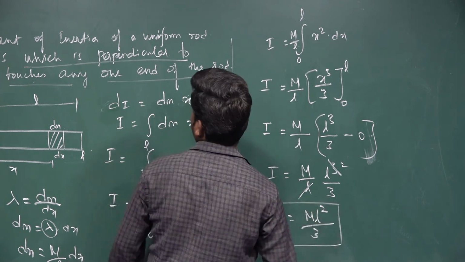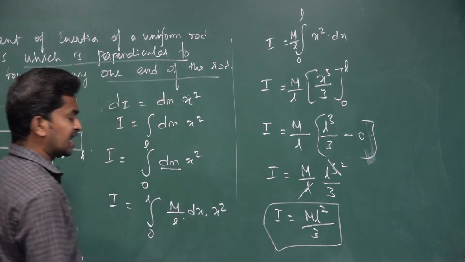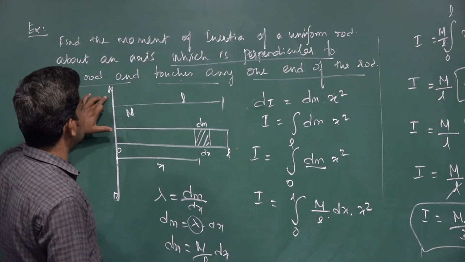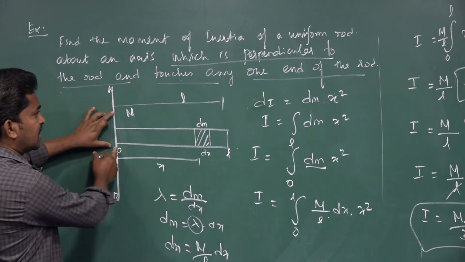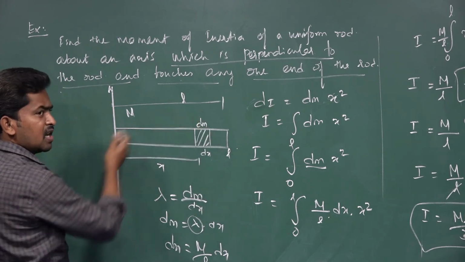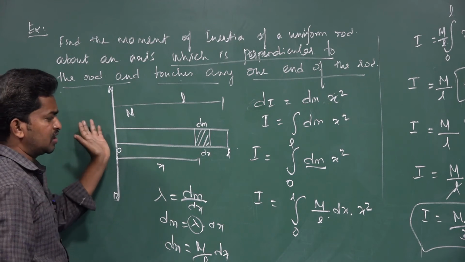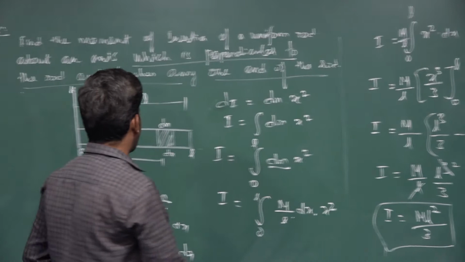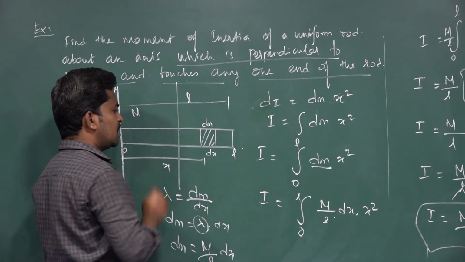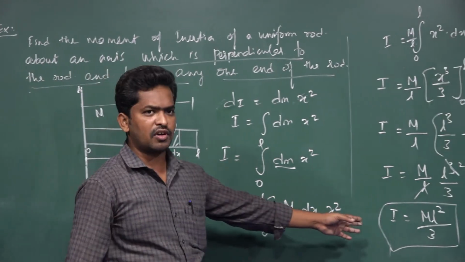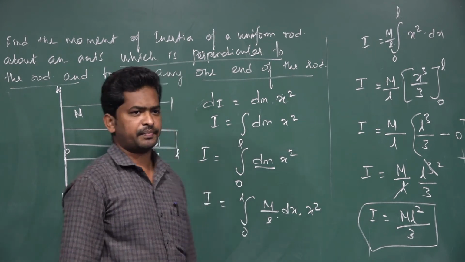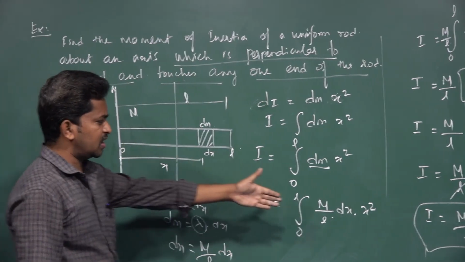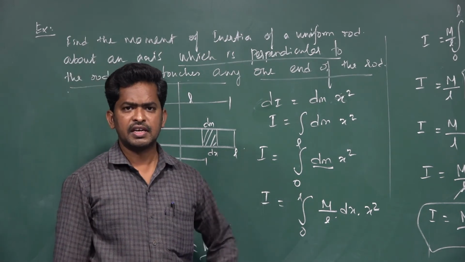This is the moment of inertia of a uniform rod. This is very important: if the axis touches one end of the rod, perpendicular to the rod, the moment of inertia is I equal to m L square divided by 3. If the axis is placed at the center, the moment of inertia is I equal to m L square divided by 12. If the axis is at one end of the rod, the moment of inertia is m L square divided by 3.